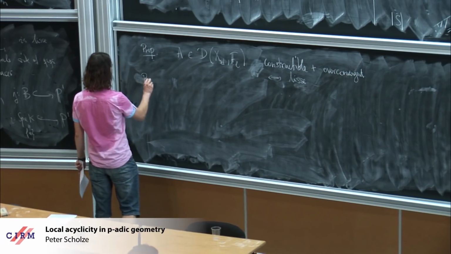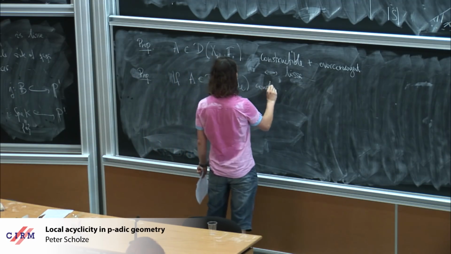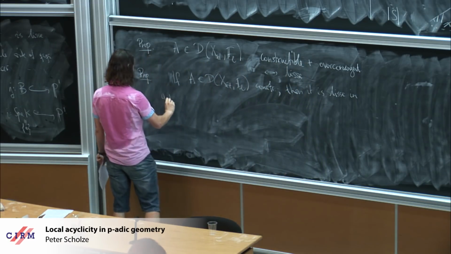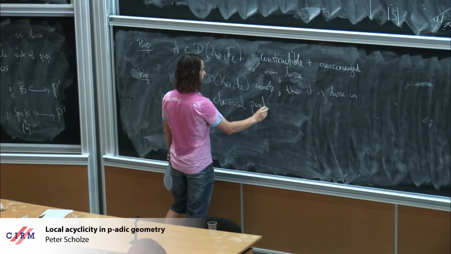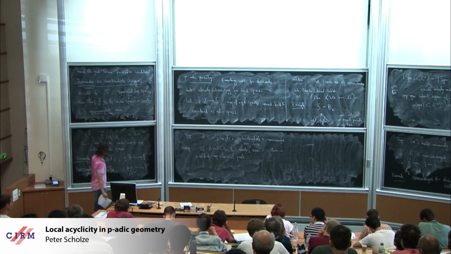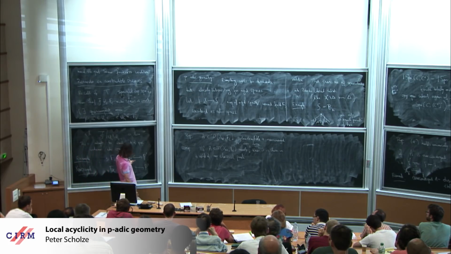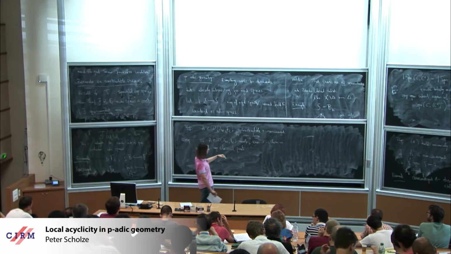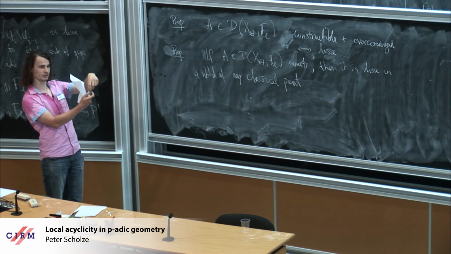And another proposition is that if A is constructible, then it is lisse in the neighborhood of any rigid point, neighborhood of any classical point. So any classical point is somehow either firmly in the ball or firmly outside the ball. And so there it's lisse. And so you only see this non-lisseness on these non-classical points. But this means that these constructible sheaves precisely have the property that anything that's happening on a Zariski closed subset also happens in a neighborhood.